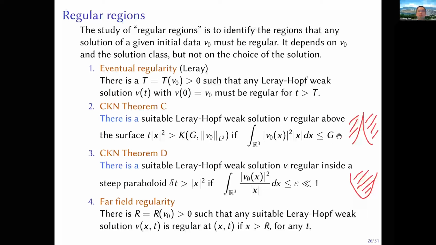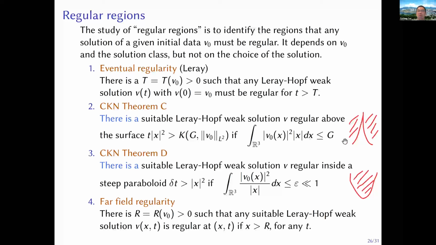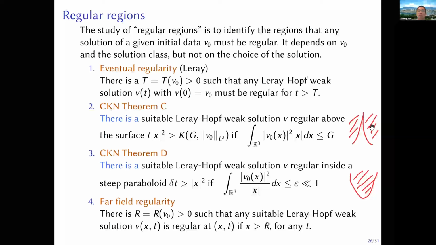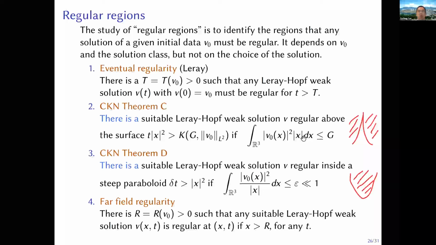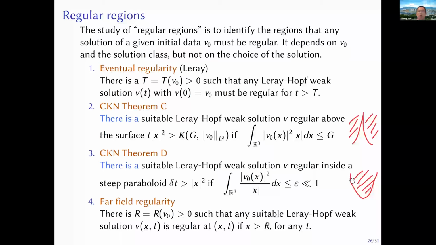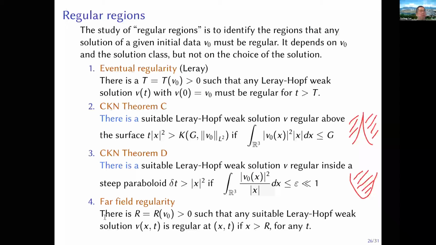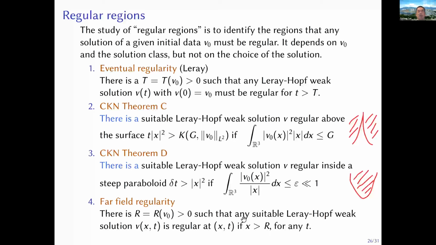So here is this, I made this ugly picture, but it's basically this thing. The set is everything above this surface, if this weighted norm of v0 is finite. So this is x. On the other hand, if we put x in a denominator, we have a solution above this paraboloid. And this is under the assumption that this is small. And then also this is a distance. And the fourth result is a far field regularity. It says that there's a radius R such that any suitable solution is regular if |x| is bigger than R. I should put the absolute value here. And this is for any t.